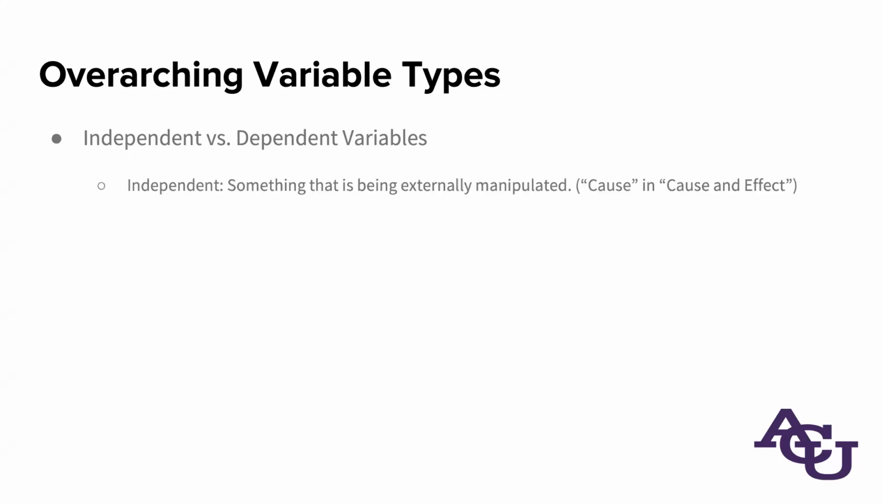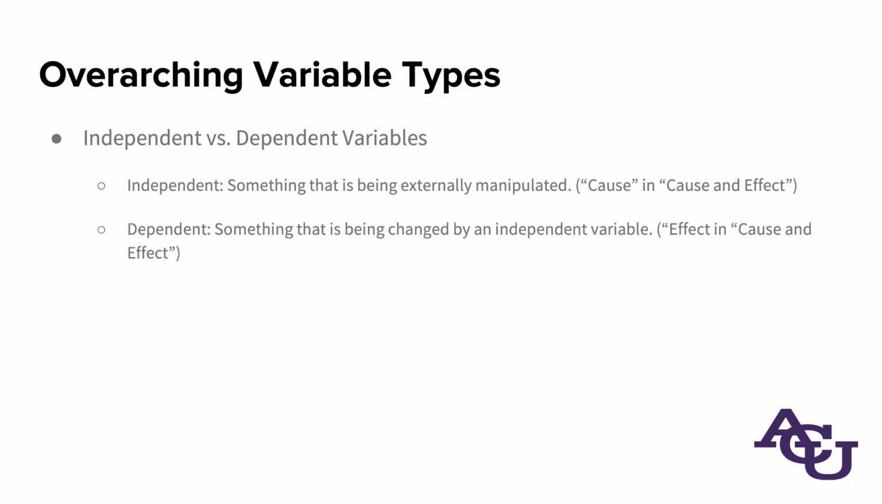So briefly, an independent variable is something that is being externally manipulated, that we're evaluating for cause in cause and effect. So if you have an intervention where 50 people watch a video and 50 people do not, well, whether or not they're watching that video is going to be an independent variable because you as the experimenter are manipulating it. So we're evaluating it for cause. Now, the dependent variable would be something that we at least are testing to see if it's being changed by the independent variable. We're looking for the effect in cause and effect.